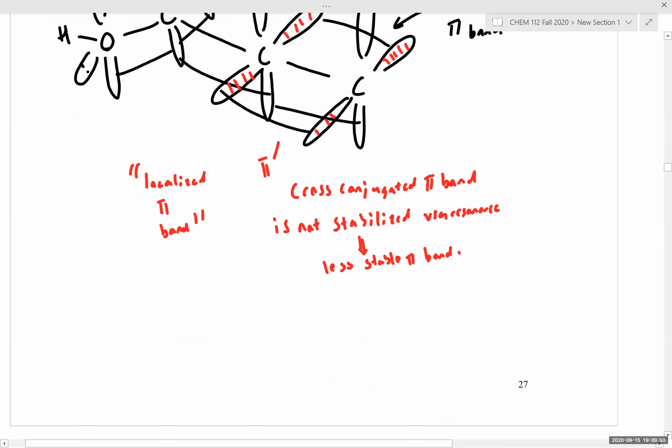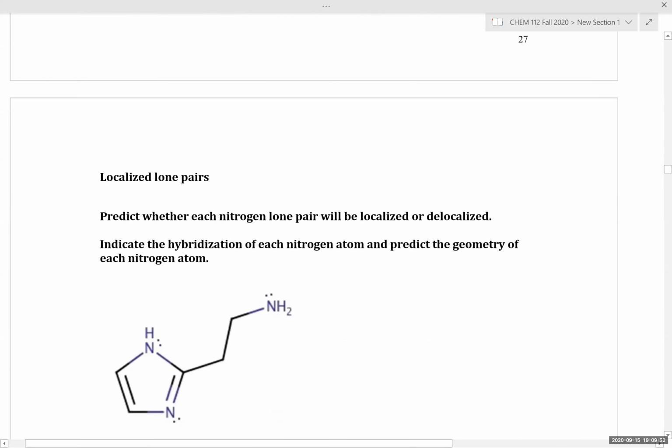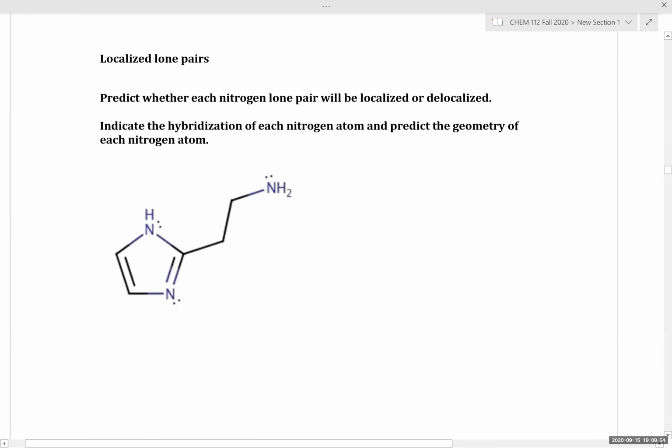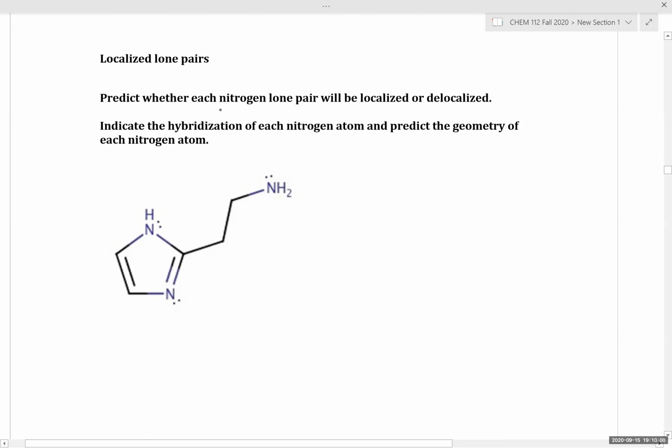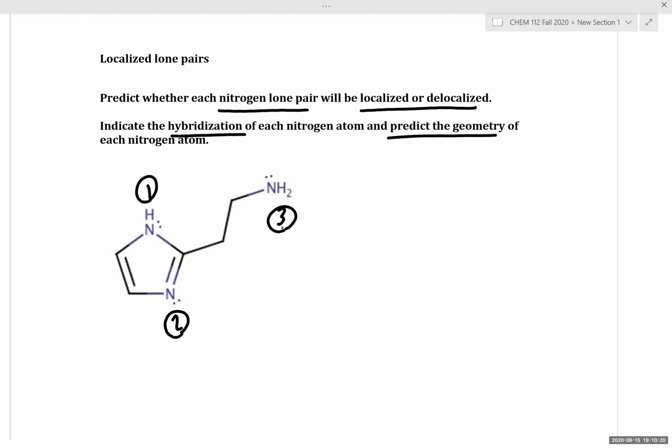Okay, so let's keep going now. And thinking about localized lone pairs, let's approach the following example. I'd like you to determine whether each nitrogen lone pair will be localized or delocalized, and I'd like you to indicate the hybridization and geometry of each nitrogen atom. I'll label them as 1, 2, and 3. So let's work on this example for about 3 to 4 minutes.